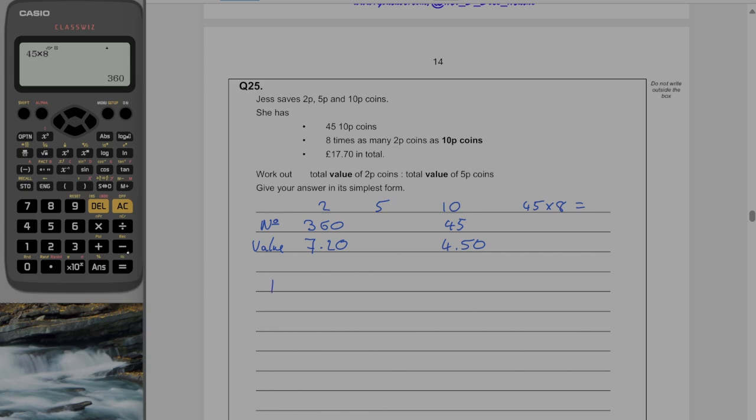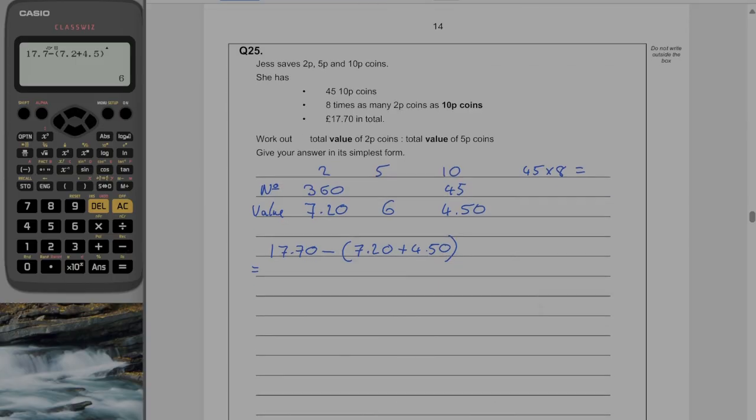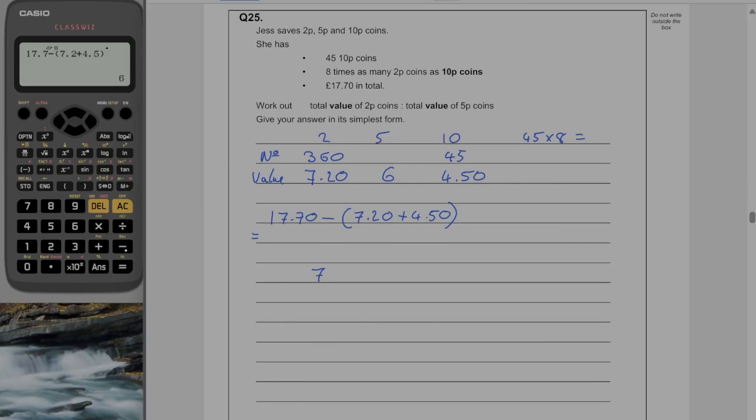So if we do £17.70 minus those two known values, £7.20 plus £4.50, that's going to give us the value of the 5p coins, which technically speaking is all we need to work out. Right, £17.70 minus 7.2 plus 4.5. So we've got £6 worth of 5 pence coins. So that's going to be 7.2 to 6.